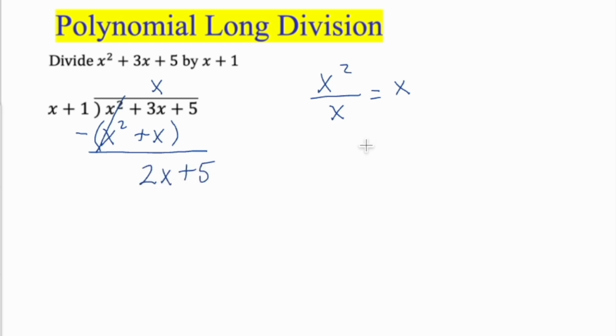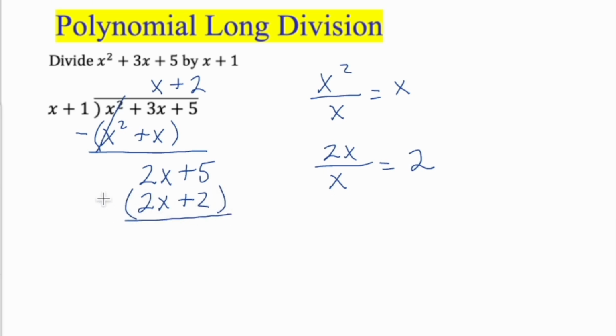First terms cancel out. 3x minus x is going to be 2x plus 5. We then take the first term here, come over to the side, divide it by just the x, and we get 2. And then we put the 2 up over here, and again we're going to multiply the 2 times this quantity here. 2 times x is 2x, 2 times 1 is 2, parentheses, subtraction sign out here, and then these first ones are going to cancel, and then we get 5 minus 2 is going to be 3. So we can't take the 3 and divide it by x because that's not possible. Okay, we can't do that. So what we do, this 3 is the remainder.